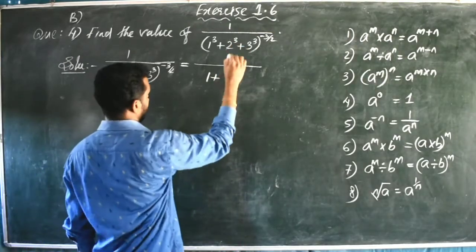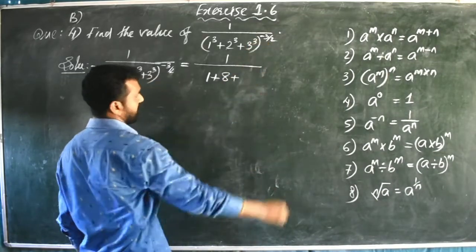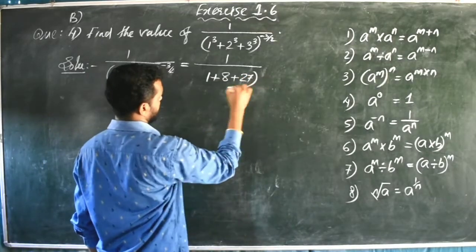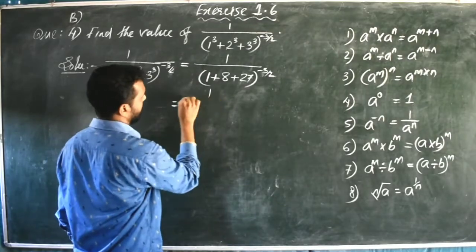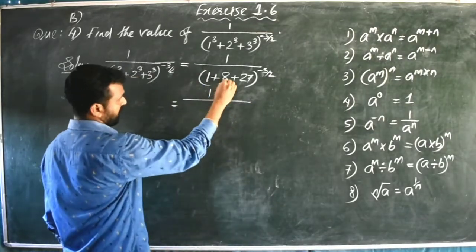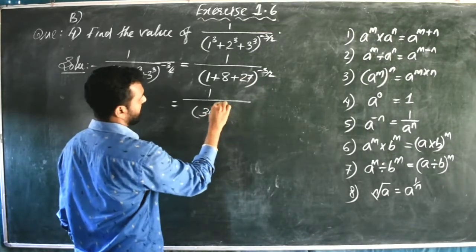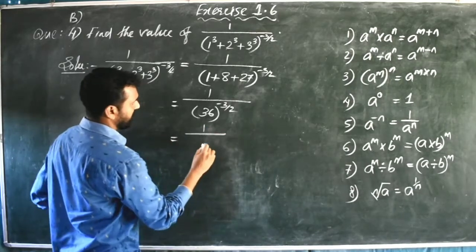Plus 2 raised to 3. 2 2s are 4, 4 2s are 8. Plus 3 raised to 3. 3 3s are 9, 9 3s are 27. 27 raised to minus 3 by 2. That is equal to 1 divided by 1 plus 8, 9, 9 plus 27. That is 36 raised to minus 3 by 2. That is equal to 1 divided by 36.